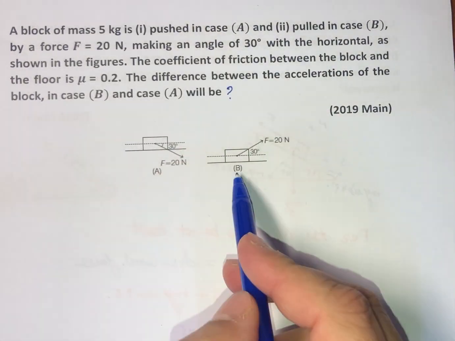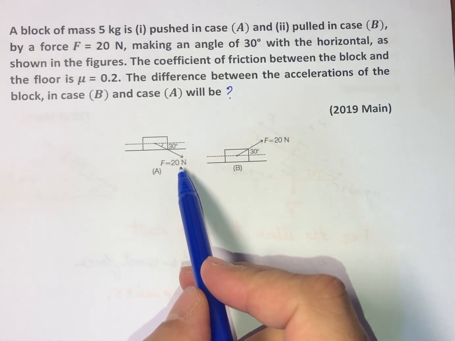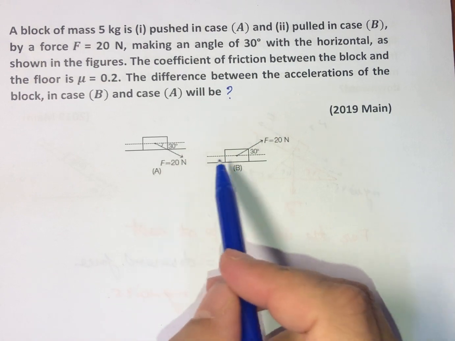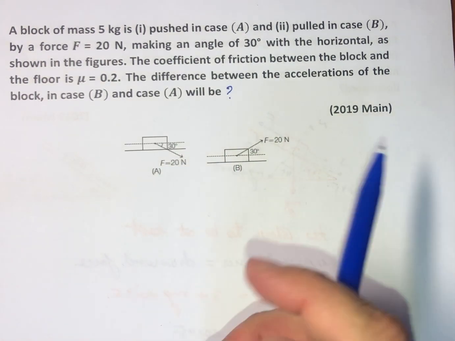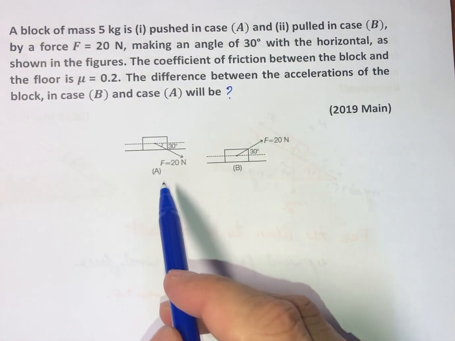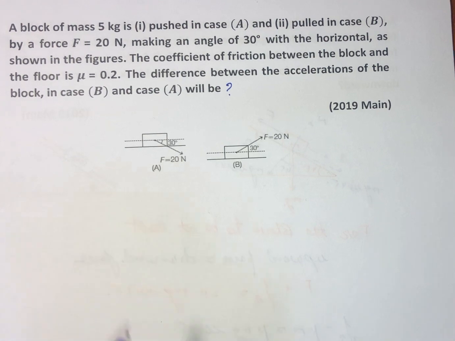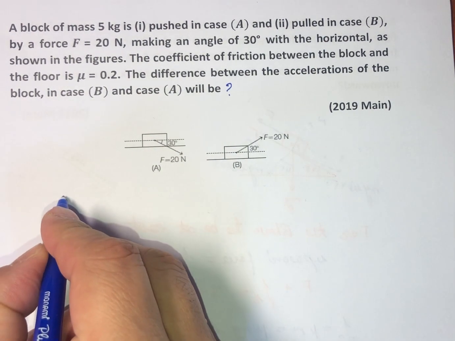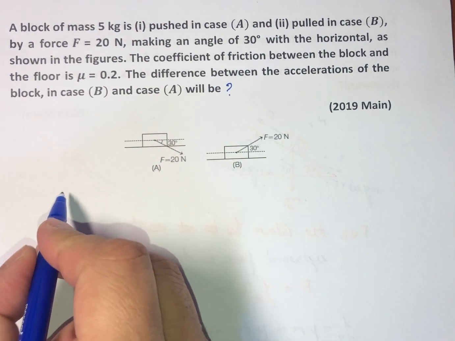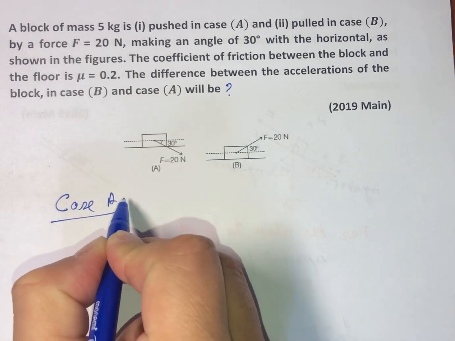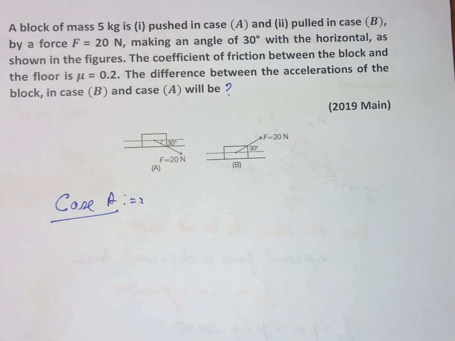So we have two cases, A and B. In the first case it is being pushed and in the second case it is being pulled, and we are supposed to find the difference in the acceleration in A and B. Okay, so let us consider case 1, case A, and draw the free body diagram for it.